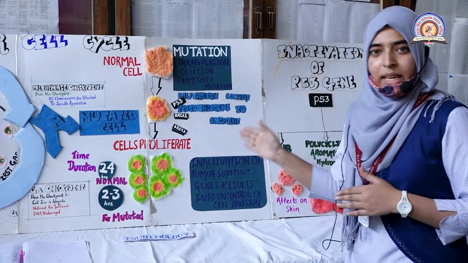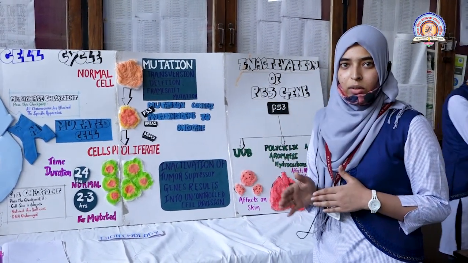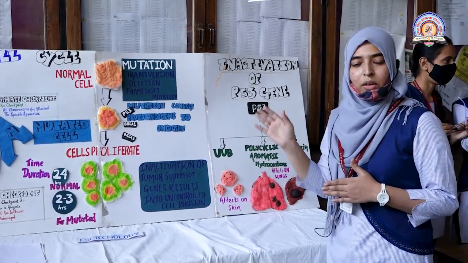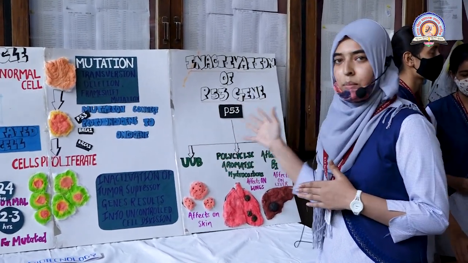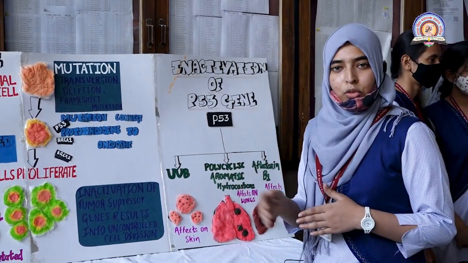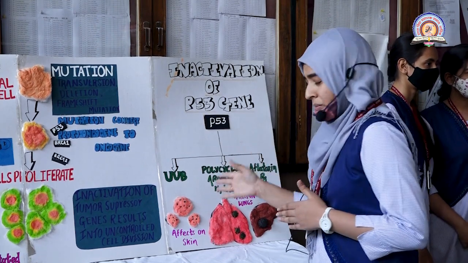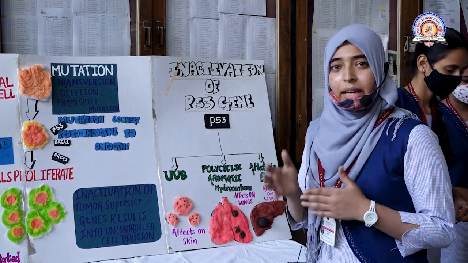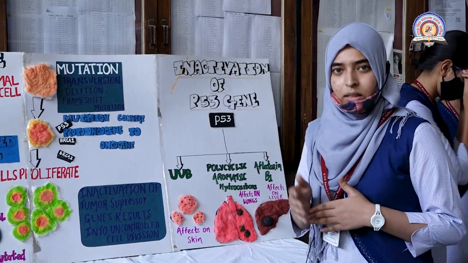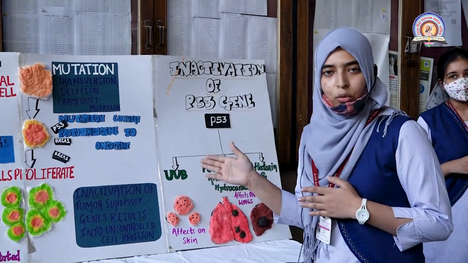So if there is any inactivation of this p53 gene, it will lead to cancerous cell development. Here we have inactivation of p53. It is basically caused by three causative agents. First we have UVB. UVB is nothing but UV radiation which has a shorter wavelength, and it mainly affects the skin of the human body. So it mainly leads to cancer of the skin.